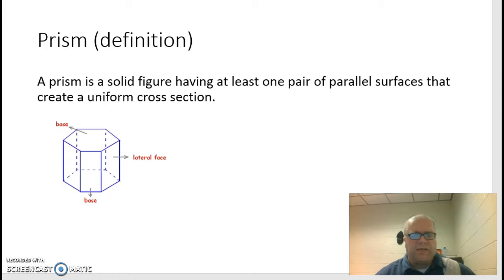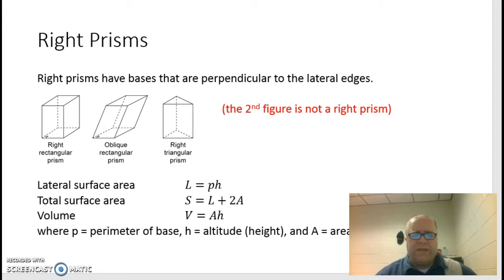Alright, and let's take a look at some specific prisms that we'll be going over today. One of them is a right prism. This is a prism where the bases meet the edges of our lateral surface, or our lateral edges, at a 90-degree angle. You can see here that if this bottom part is our base, it meets that edge at a 90-degree angle, so that would be considered a right prism. The second figure here would not be considered a right prism because the bases do not meet the lateral edges here at a 90-degree angle. So this one right here would be called an oblique rectangular prism.